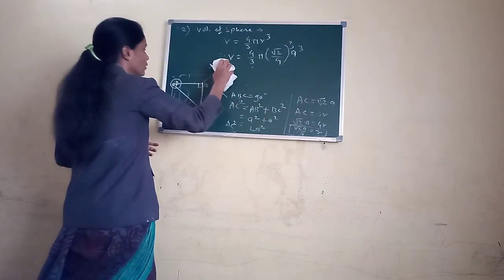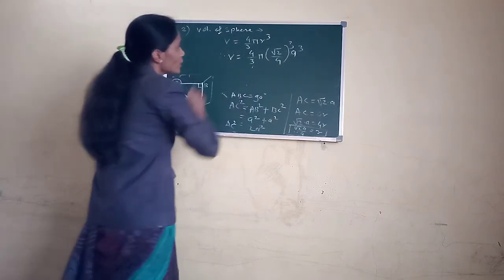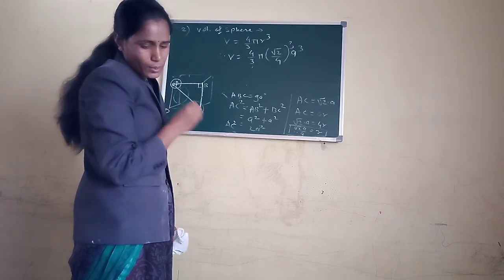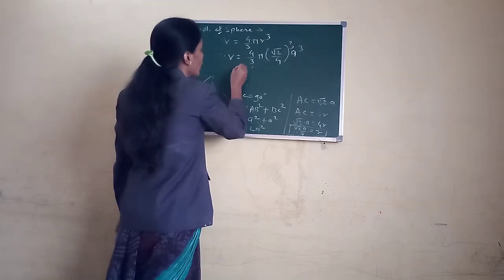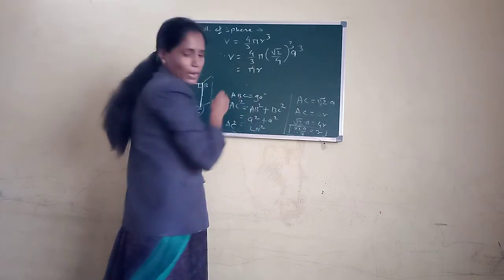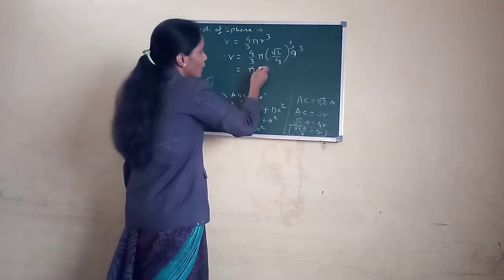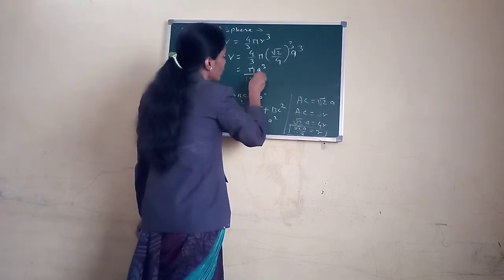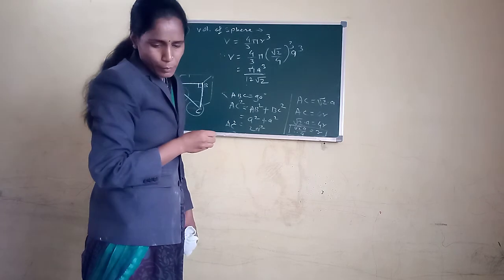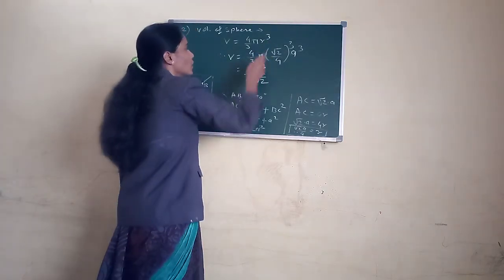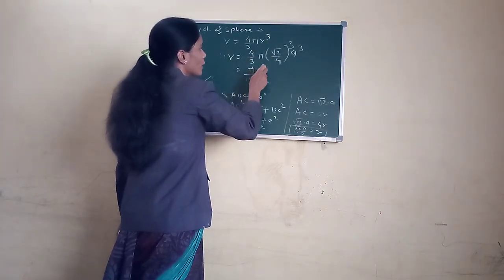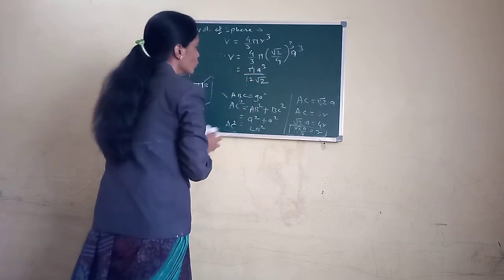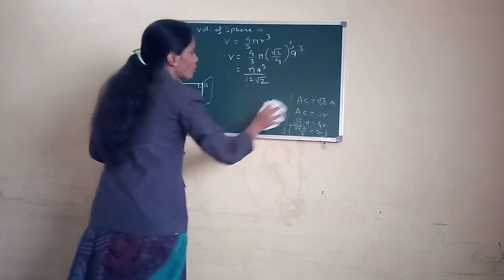This is the volume of one sphere. By simplification we get the formula pi A cube upon 12 root 2. This is the volume of only one sphere.